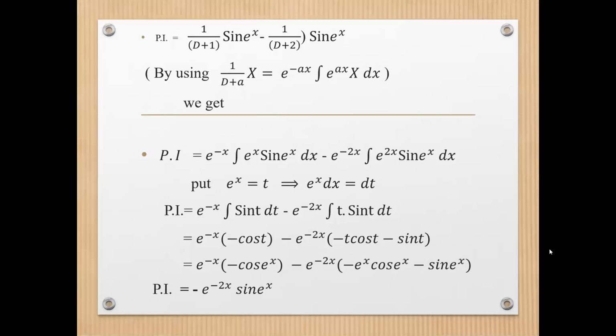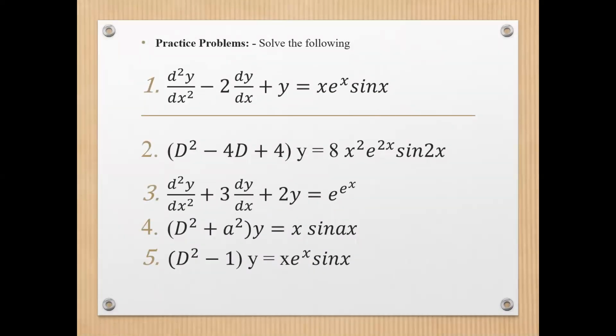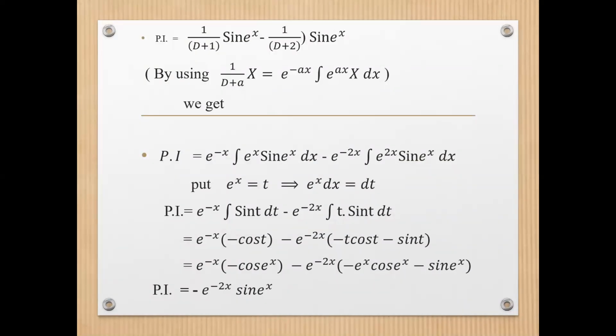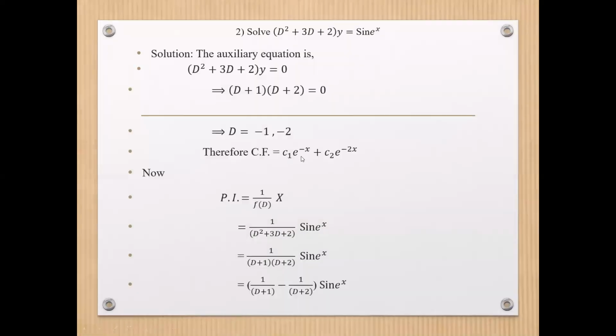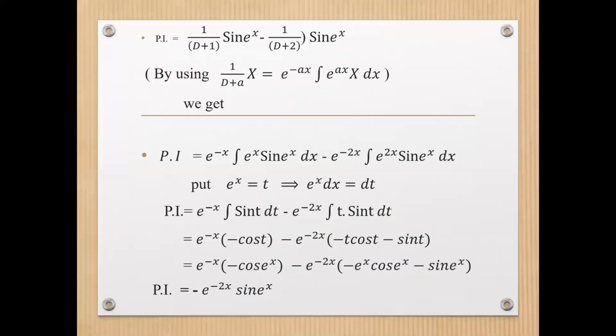So write the complete solution of this equation, and the complete solution is given by complementary function plus particular integral. Hence the complete solution is c1 into e raised to minus x plus c2 into e raised to minus 2x plus PI. PI is what? Minus e raised to minus 2x into sin e raised to x. Okay, this is all about example number 2.